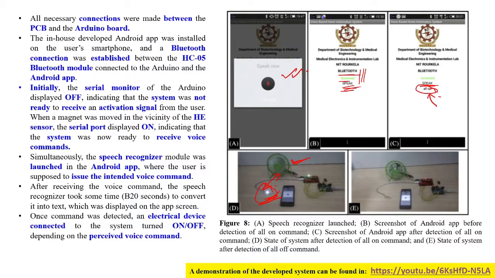In this way it is possible to develop a voice controlled home automation system at a very low cost, because one Arduino costs you around 500 rupees, and the Bluetooth module another 600 to 700 rupees. So just by investing this much money, it is possible to develop pretty advanced systems for controlling home automation devices.